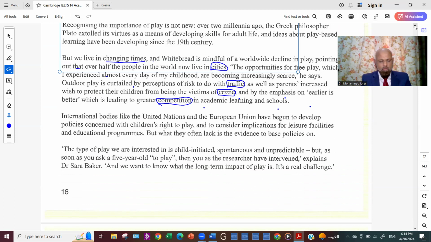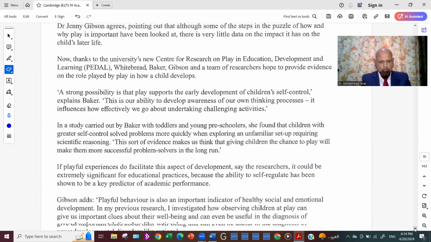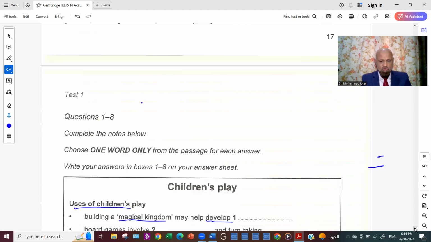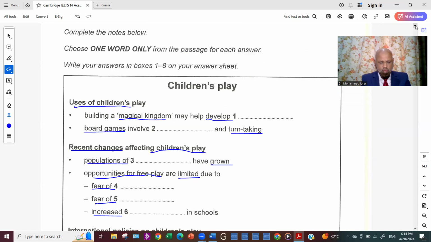Now, let's go back to the question again. You need to go back and forth just like this. So you look at the questions again and again, and then go back to the text. Now you see here, international policies on children's play. So we have to find this clue in order to find the answer somewhere near there. So international policies, then it's difficult to find something to support new policies. And there's something about research. So first about difficult to find something. Let's go back to the text.